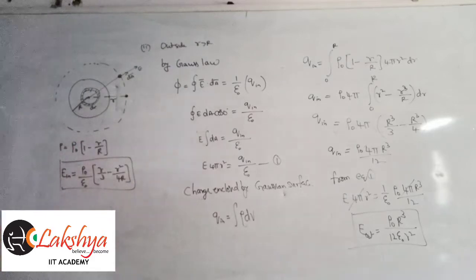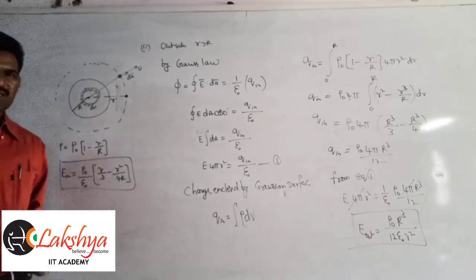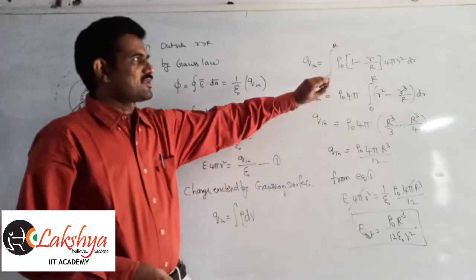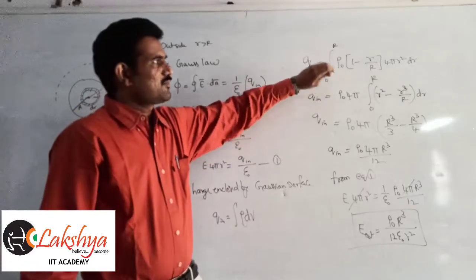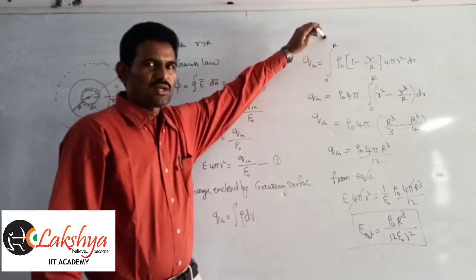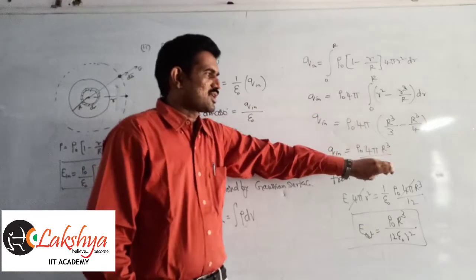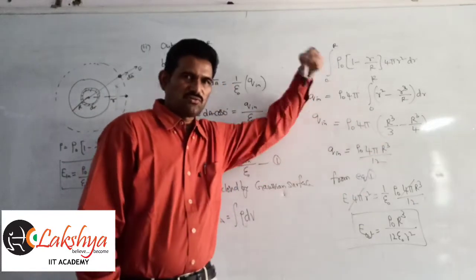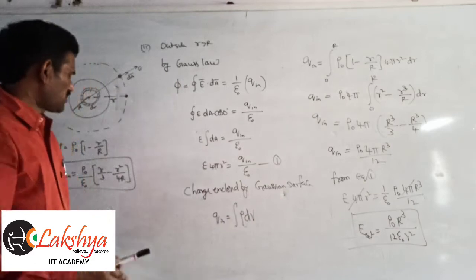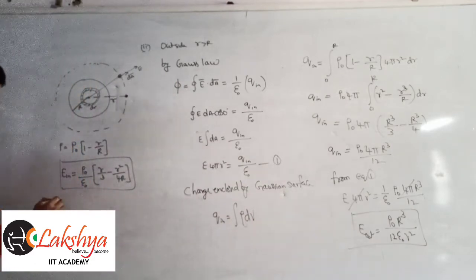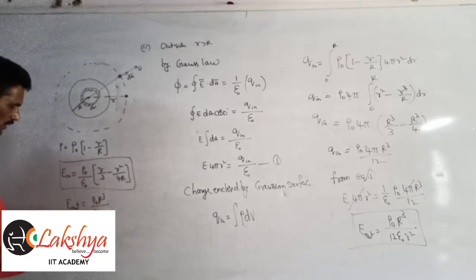Got it? The inside and outside calculations are almost similar. The only difference lies in these limits. So the limits we are changing, we need to change from 0 to r. When you change the limits from 0 to r, automatically this charge enclosed calculation will give some different expression when compared to our outside calculation. So that is our outside expression here. I will write this expression here: E outside is equal to rho naught R cube by 12 epsilon naught r square.